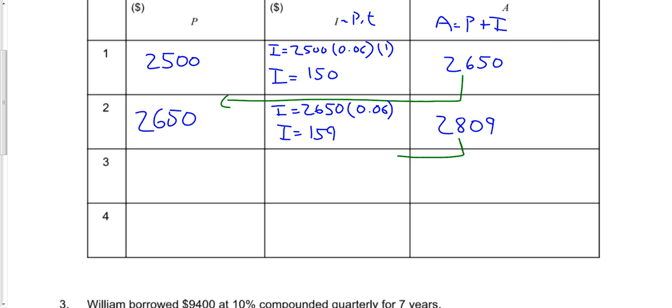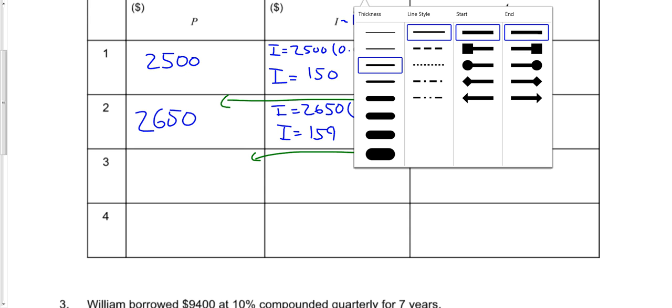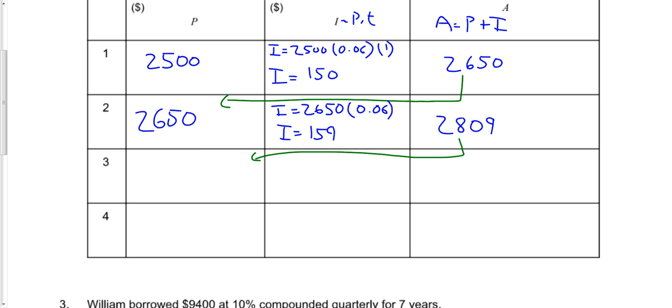Similarly, in year 3, we're going to start off again. We're going to take that year ending amount and bring it over here. So now we're going to take 2,809 and multiply that by 0.06. That's going to give me $168.54. And then I'm going to add 2,809 to that to give me my final amount, which is $2,977.54.